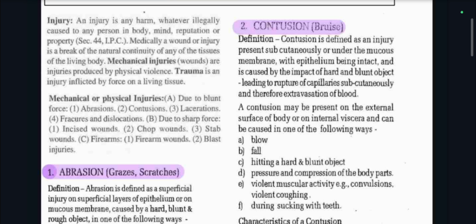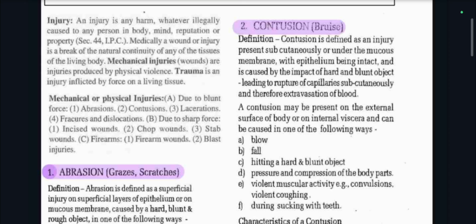What would be there under your sharp force? Incised wounds, chop wounds, and stab wounds. And under firearms, firearm wounds and blast injuries. So these are the types of mechanical injuries. And what are mechanical injuries?